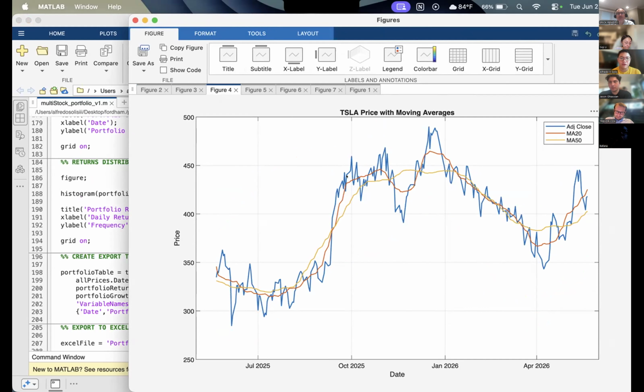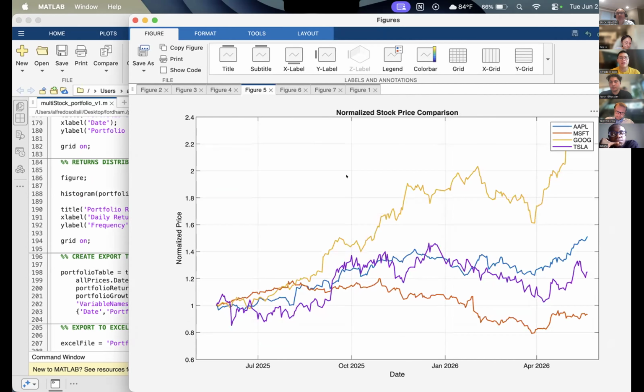So these are just the ones for figures 1, 2, 3, and 4. And then for figure 5, this is just the normalized stock price comparison. This chart basically pulls all of the 4 stocks on the same scale starting from 1, as we shared a while ago. So this is assuming that if everyone started in the same starting point, this is how overall they would be performing at this very moment.